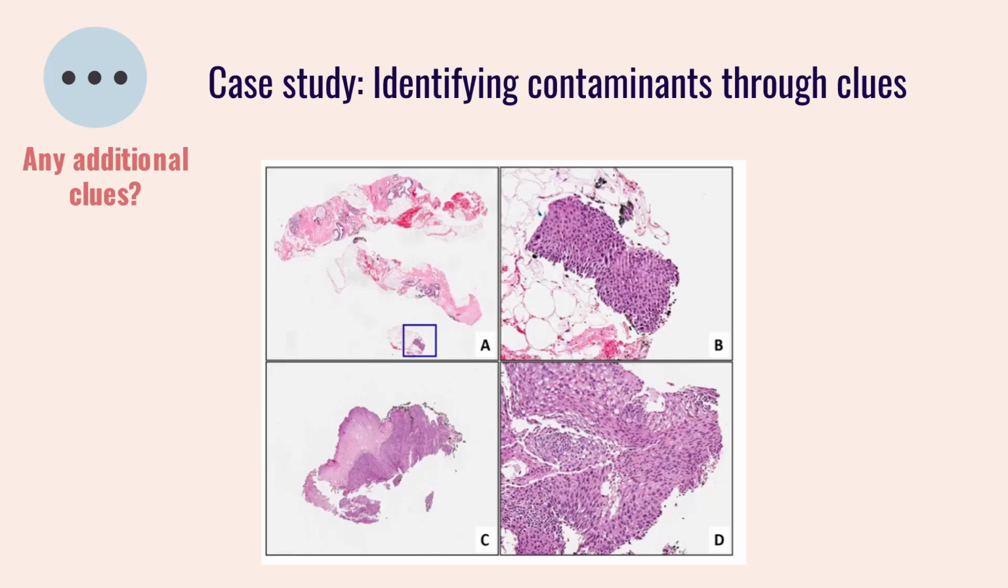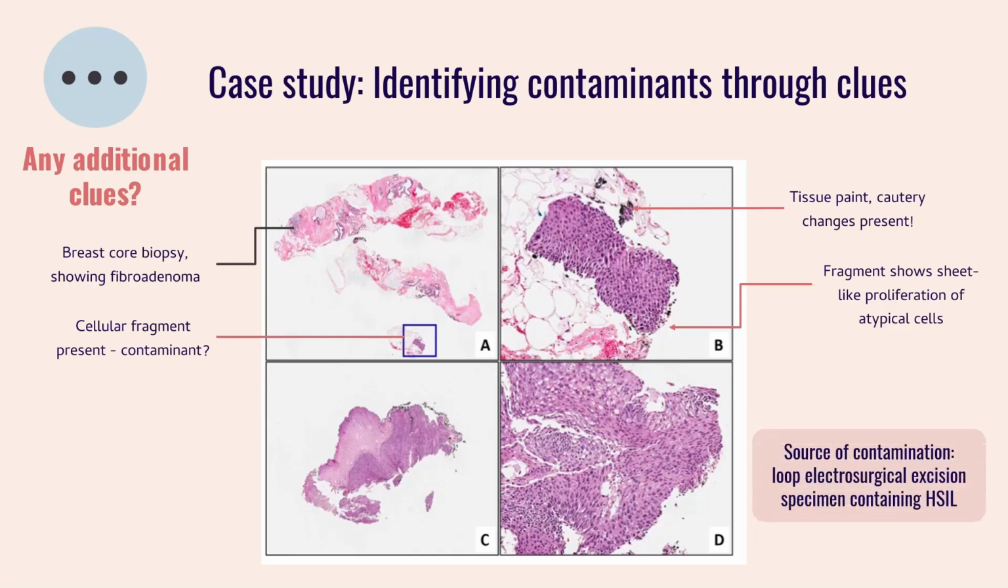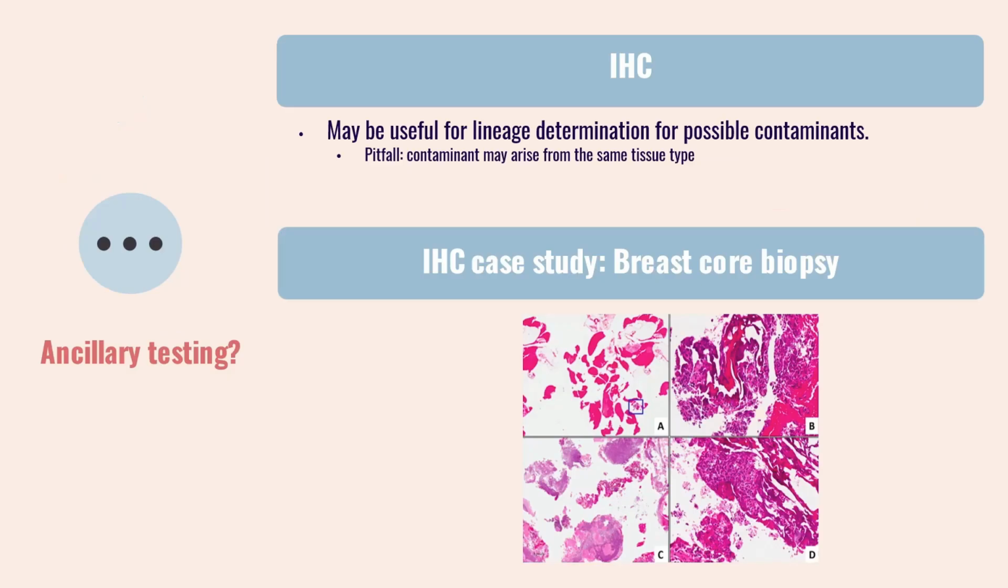This is a case of a breast core biopsy showing fibroadenoma, but with a cellular fragment in one corner and wedged between fat. This cellular fragment shows a sheet-like proliferation of atypical cells. One may wonder if this could be native tissue, indicating a focal area of DCIS perhaps. However, the keen observer might notice that tissue paint and cautery artifacts are present in this fragment, both of which are not usually seen in a breast core biopsy. The source of the contaminant was later traced to a looped electrosurgical cervical excision specimen with high-grade squamous intraepithelial lesion, where cautery changes and tissue paint are expected.